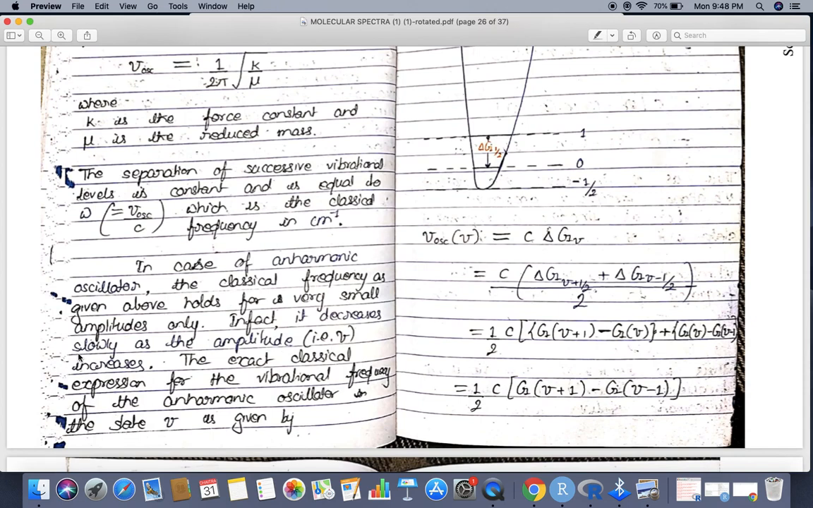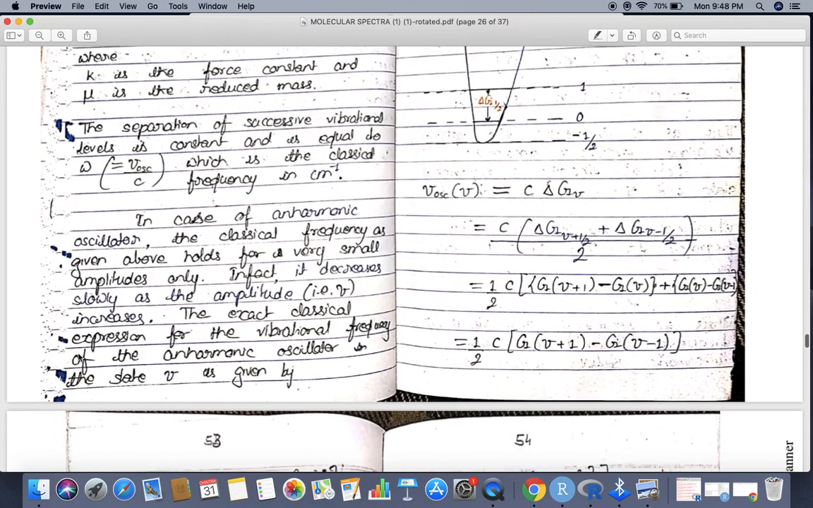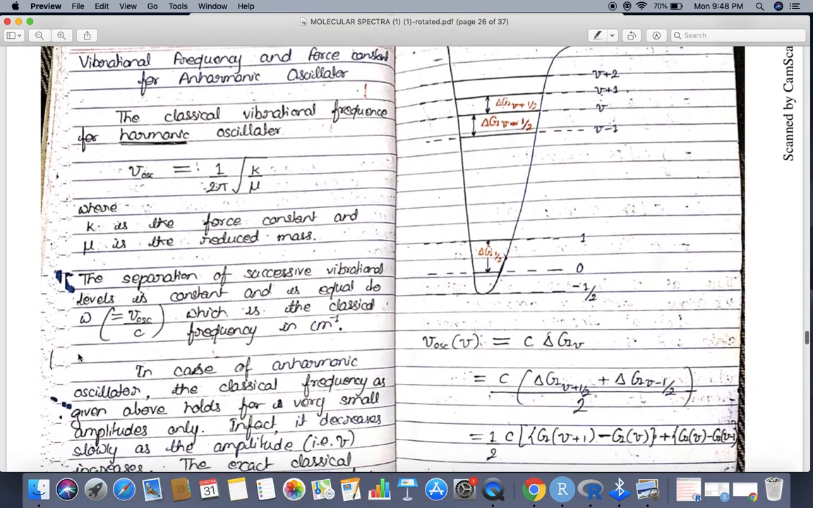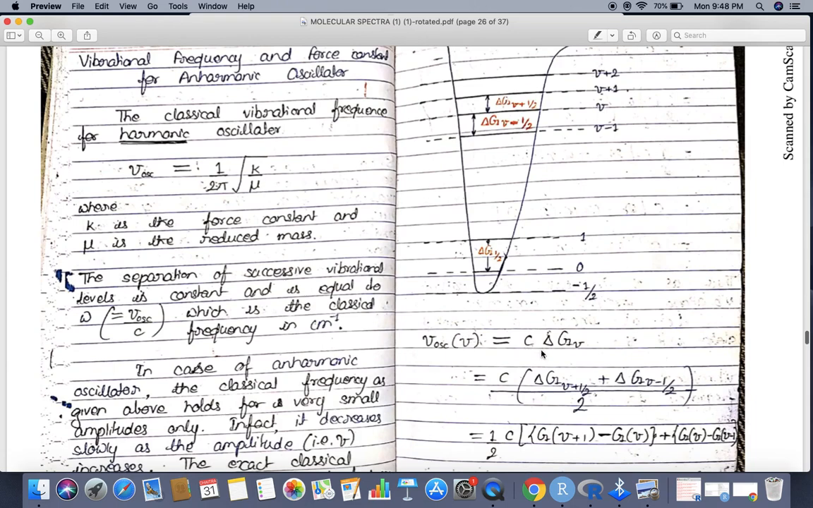So in case of the anharmonic oscillator, the classical frequency as given above holds for very small amplitudes only. In fact, it decreases slowly as the amplitude, that is the nu, increases. The exact classical expression for the vibrational frequency of the anharmonic oscillator in the state nu is given by nu is equal to c of delta G of nu.